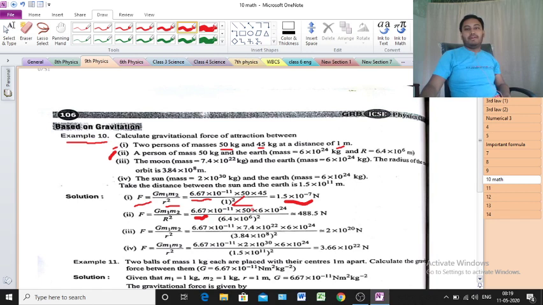Clear? Multiplied by 50. Why 50? Because the mass of the person is 50 kg. Clear? What is the mass? 50 kg multiplied by 6 into 10 to the power 24. Why 6 into 10 to the power 24? Because the mass of the earth is 6 into 10 to the power 24 kg. Clear? Again, what is r? R means radius of the earth.